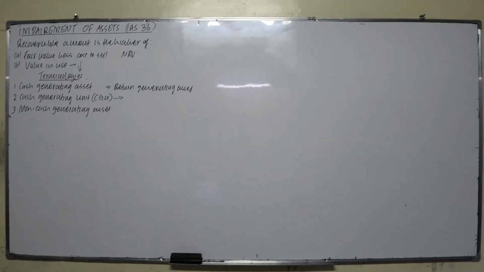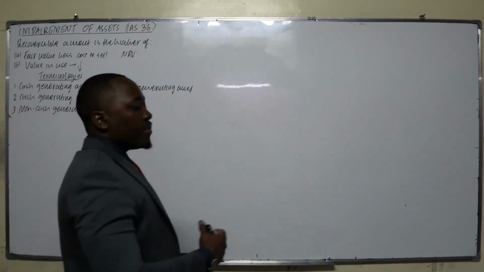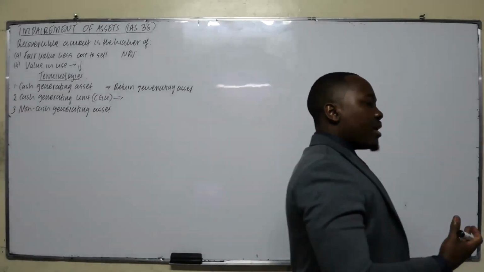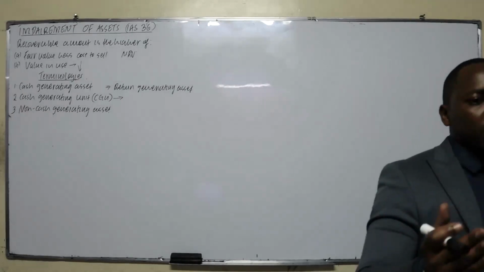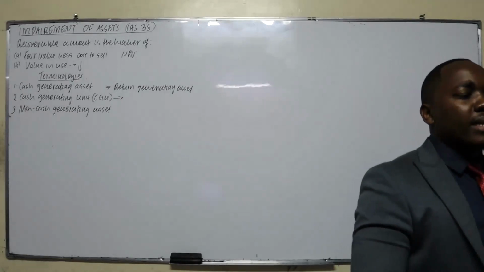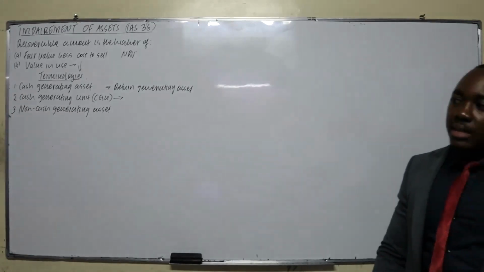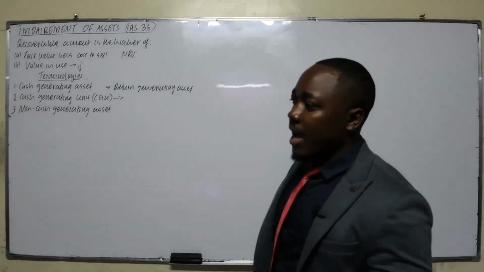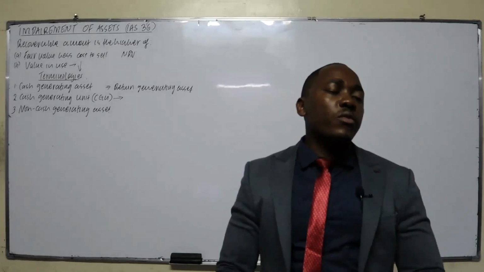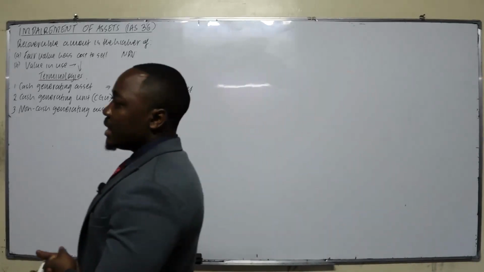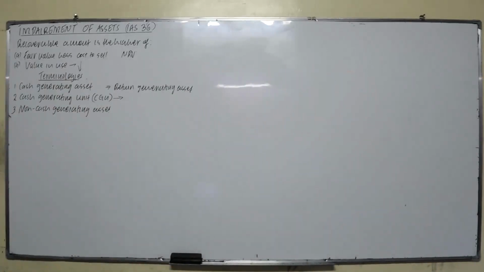This is where you had previously recognized an impairment loss, but over time, the value of that asset starts to increase. So that's what we call an impairment reversal. If an impairment loss is recognized as an expense, a reversal you treat as an income. Now let's look at indicators of impairment reversal. They are just the opposite of indicators of impairment loss.